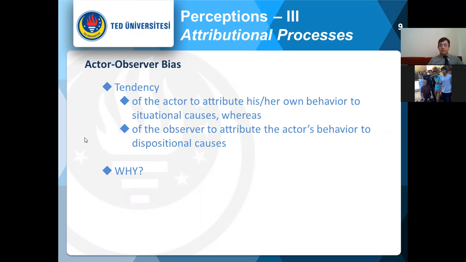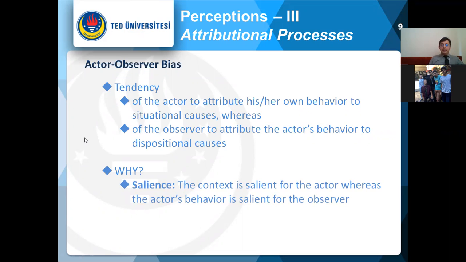So why is this the case? Because in a given context, the context is salient for the actor. Remember, our attention is directed towards the outside, the outer environment. And actors, as acting people, have their attention on the environment, so they can quickly capture and understand the environmental influences on their behaviors. Whereas the actor's behavior is salient for the observer.